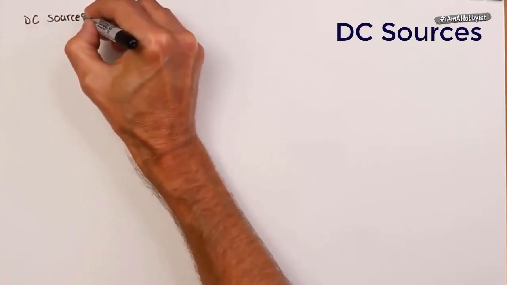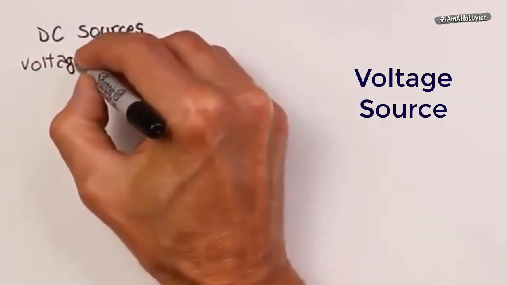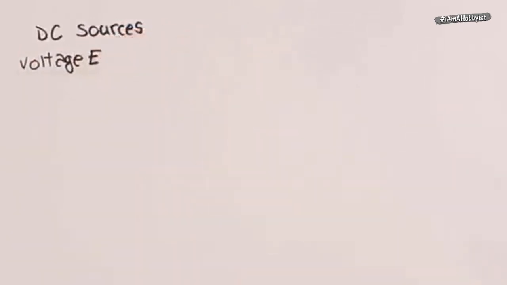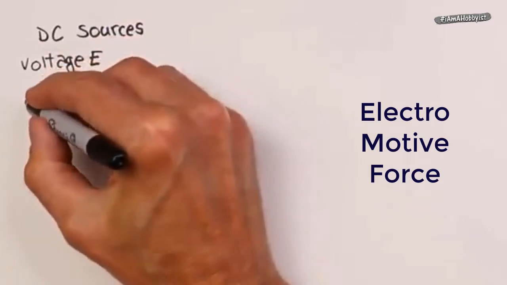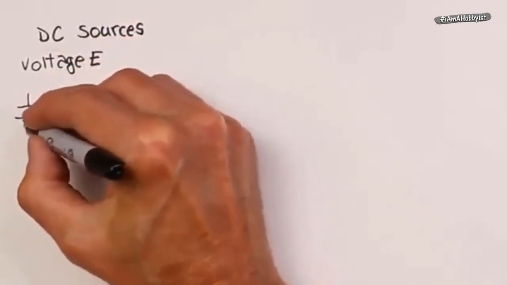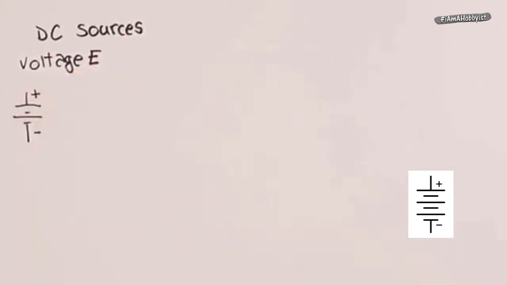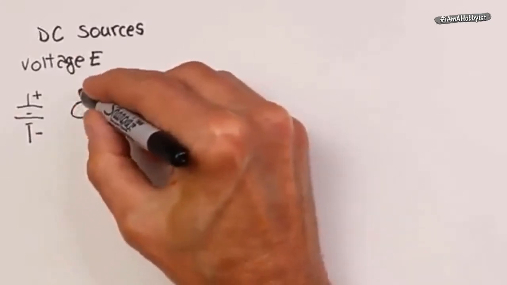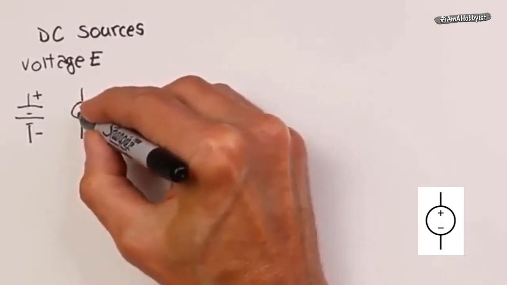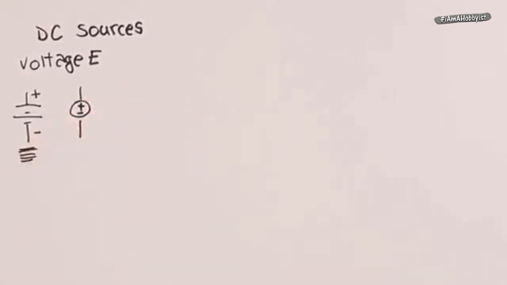If we're going to look at a voltage source, usually these are denoted with a capital E. E for electromotive force. There's two symbols. Probably the more common is this one. And the plus and minus indicate the polarity, positive to negative. Sometimes you'll see them drawn as a circle with a plus and a minus inside. But this one is definitely the more common one that we'll see.